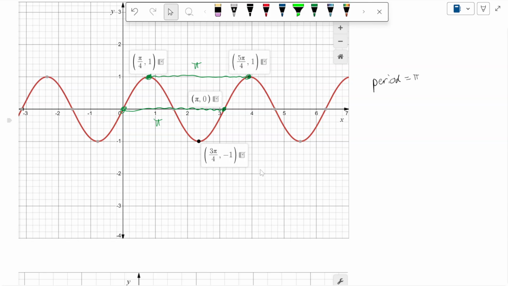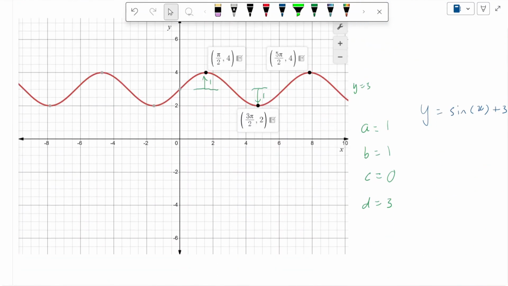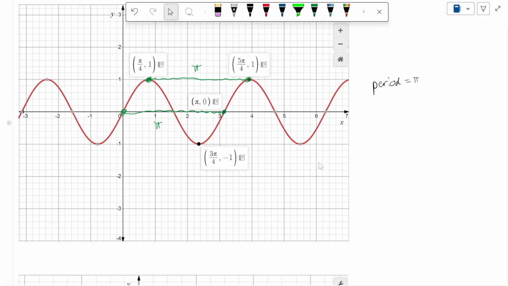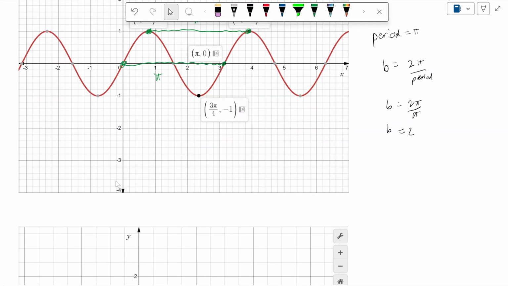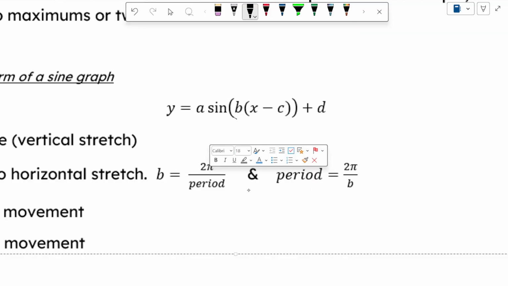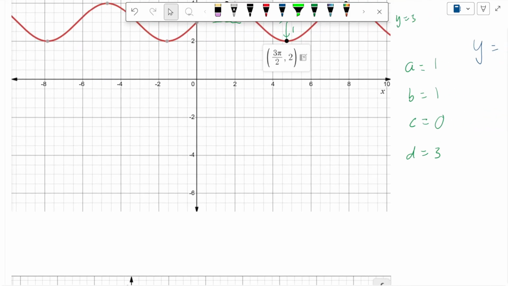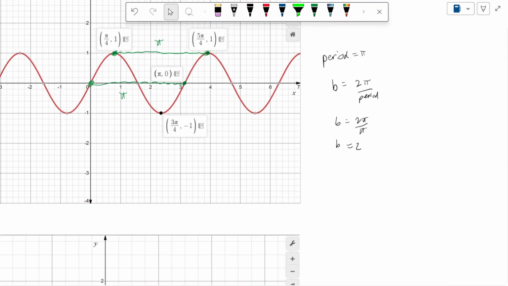And I've also given you a handy formula to know what the period is: 2 pi over b. So, well, b is 2 pi over the period. So b is going to be 2 pi over pi. So it's 2. So if you know what the period is, you can just use that formula to work out what your b value should be.